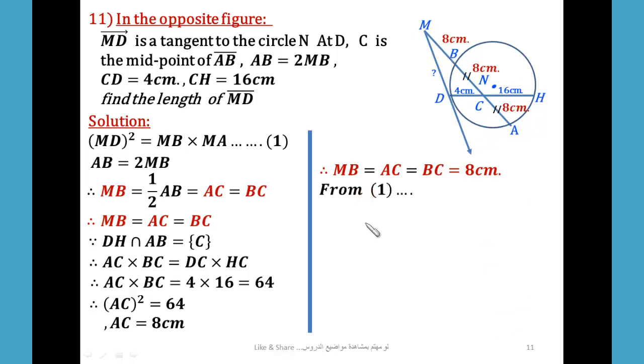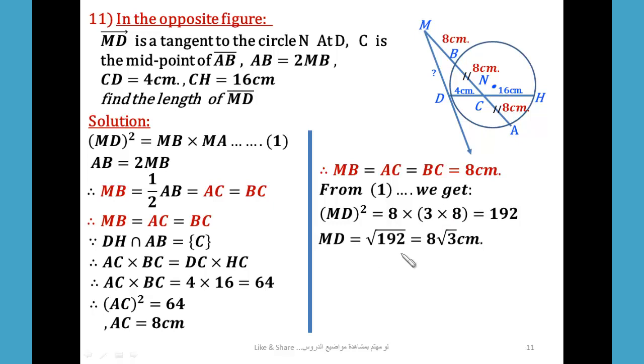Back to the required. We have MD power 2 equals MB multiply MA. What is the length of MB? It is 8. What is the length of MA? It is 8 multiply 3. So MD power 2 equals 8 multiply 3 multiply 8 equals 192. It means MD equals the square root of 192 equals 8 root 3. The required is to find the length of MD, so MD equals 8 root 3 centimeters.